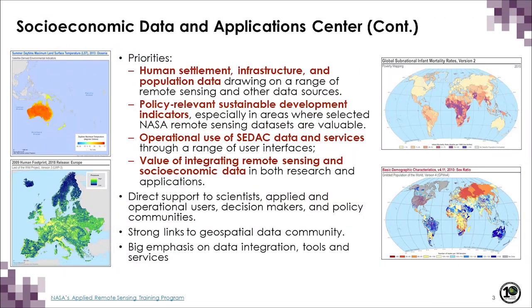In terms of priorities, SEDAC's priorities include human settlement, infrastructure, and population data, drawing on a range of remote sensing and other data sources; policy relevant sustainable development indicators, especially in areas where selected NASA remote sensing data sets are available; operational use of SEDAC data and services through a range of user interfaces; and the value of integrating remote sensing and socioeconomic data in both research and applications. In terms of communities, SEDAC offers direct support to scientists, applied and operational users, decision makers, and policy communities, and also has strong links to the geospatial data community. And for all these, it puts a big emphasis on data integration tools and services.